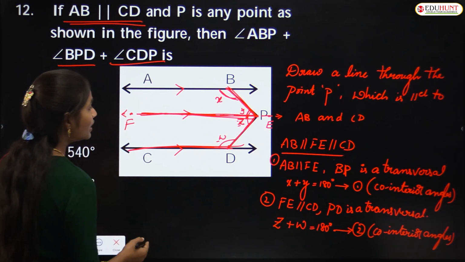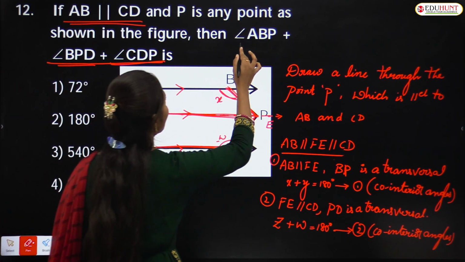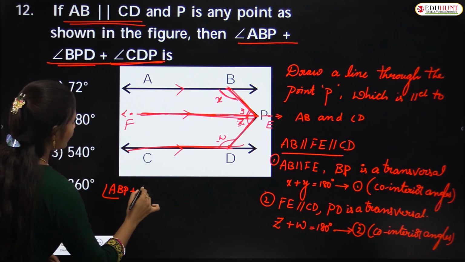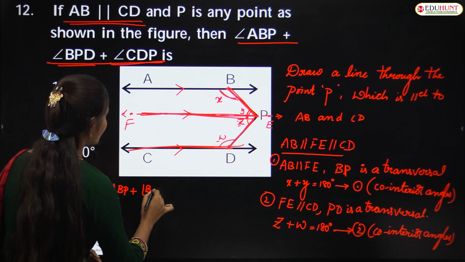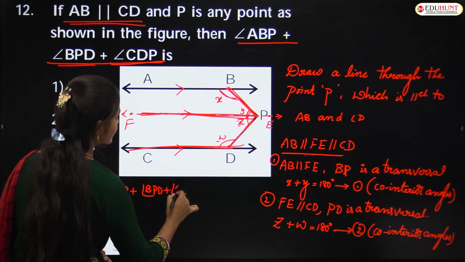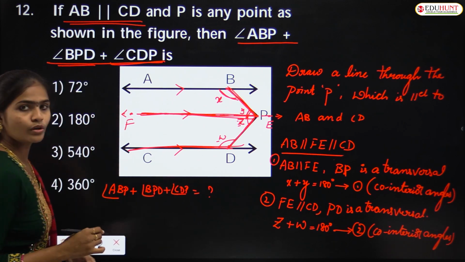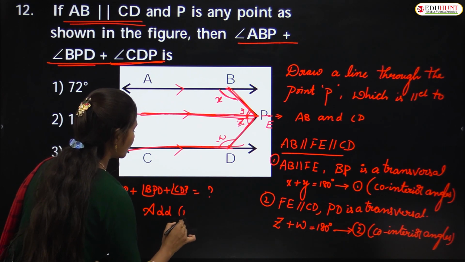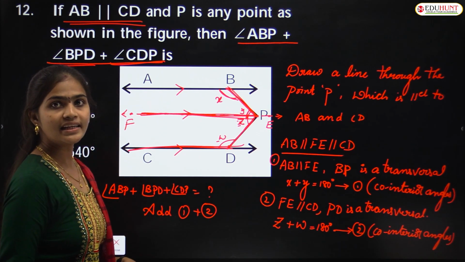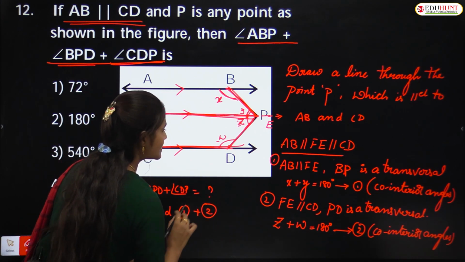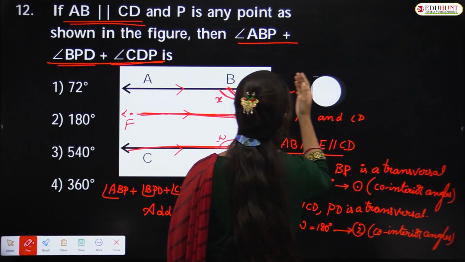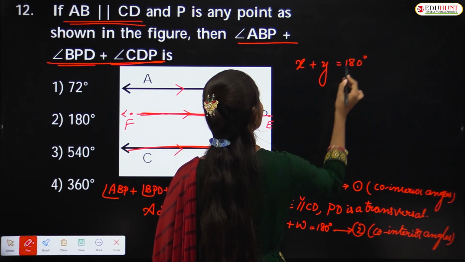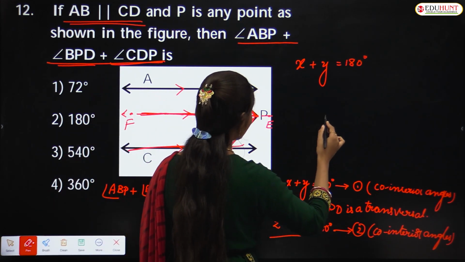So from 1 and 2, what they are asking is to add all the angles, right? Angle ABP plus angle BPD plus angle CDP is the value they are asking. So we need to add these three angles. That's why we add equation number 1 and 2. What is the first one? X plus Y is equal to 180 degrees. What is the second? Z plus W.